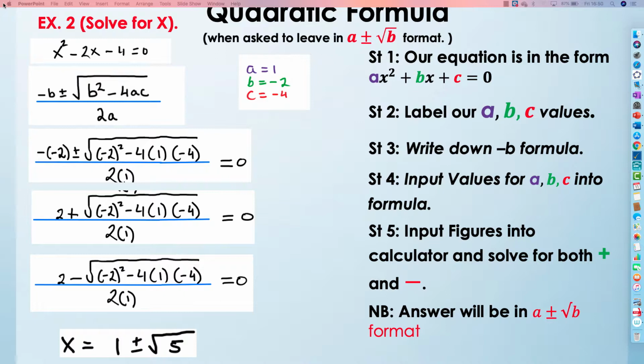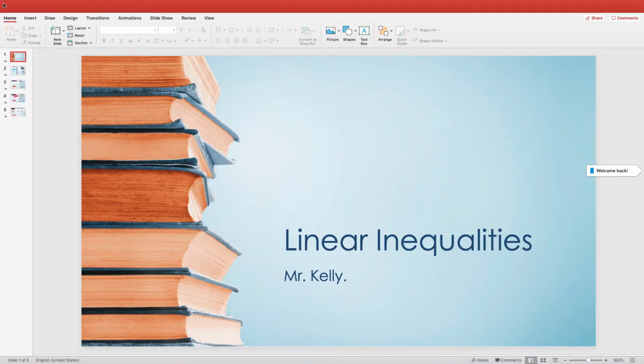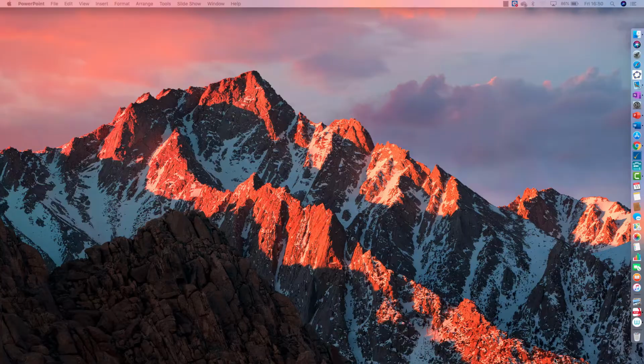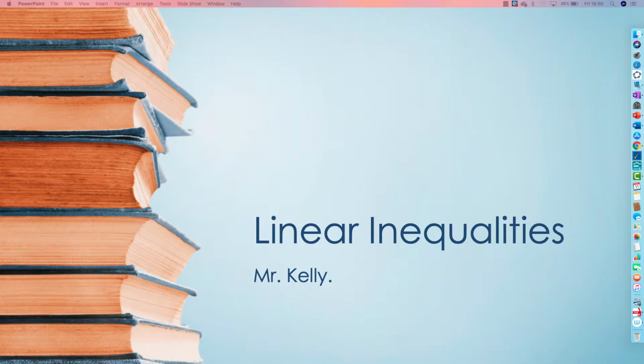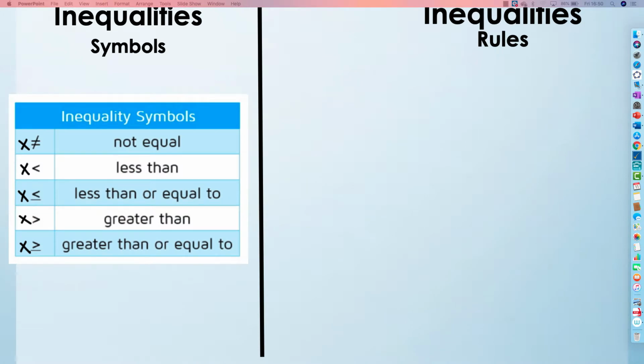So, that's us finished with quadratics. The second last chapter we're going to be looking at when it comes to algebra: linear inequalities. Right, so linear inequalities, second last chapter. Let's look at the following. These are all the symbols that we're going to be using in this chapter.